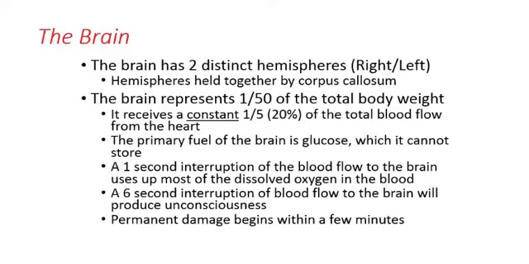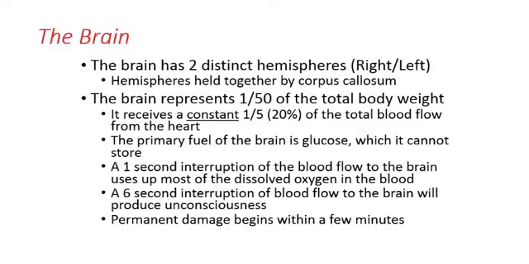As you know, the brain has 2 distinct hemispheres, right and left. And the hemispheres are held together by a band of white matter fibers called the corpus callosum. The brain represents only about 1/50th of our total weight, but it consumes about 20% of our total blood flow from the heart. And it receives that 20% constantly. So whenever there's shifts in the flow of blood to various organs or muscles or so forth, the brain always gets the constant blood flow.